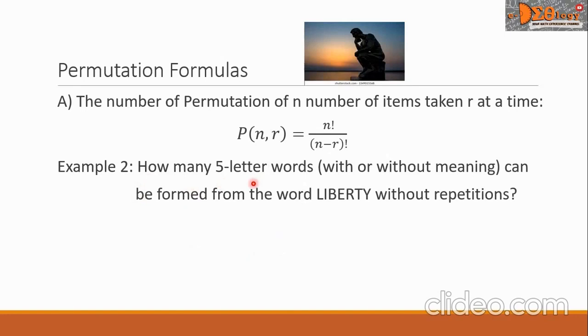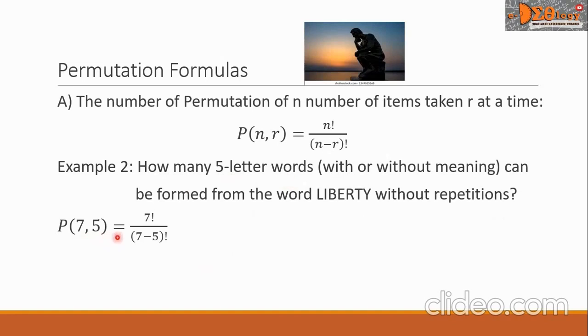How many 5-letter words, with or without meaning, can be formed from the word liberty without repetitions? So our formula is P of 7, 5. The number 7 comes from the number of letters in the word liberty, and this 5 is the 5-letter word that is required in the problem.